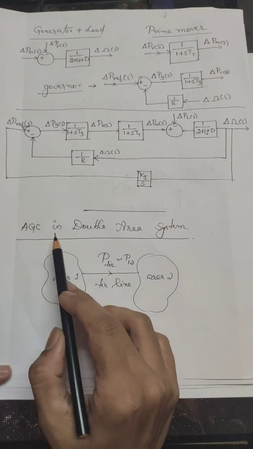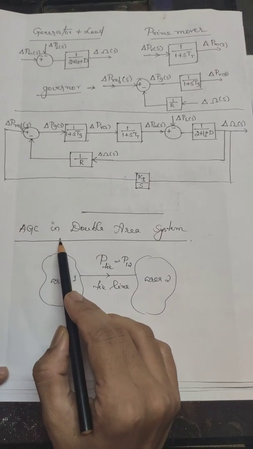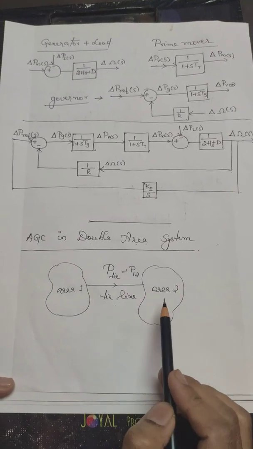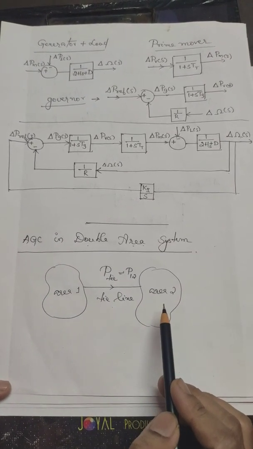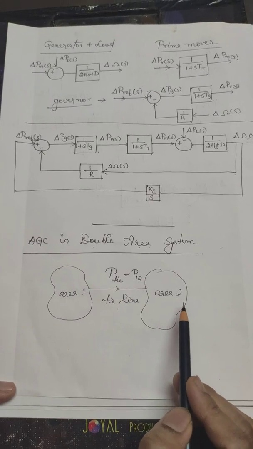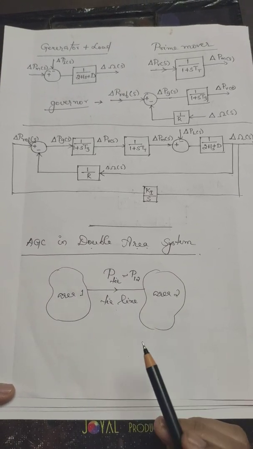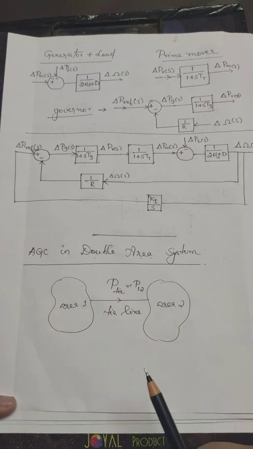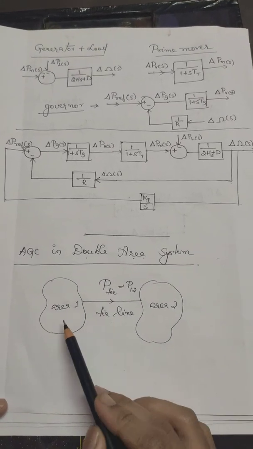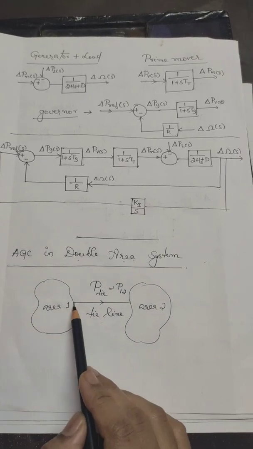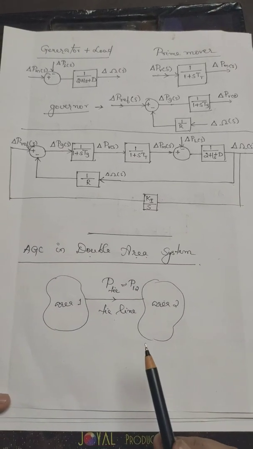Next topic is automatic generation controller for a double area system. So modern day power system networks are divided into different areas, and each of the areas will be connected to its neighboring area by means of transmission lines. Now here I have drawn two areas which are connected by means of a transmission line.